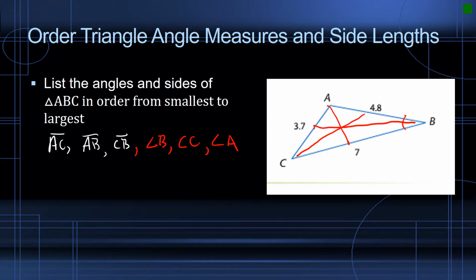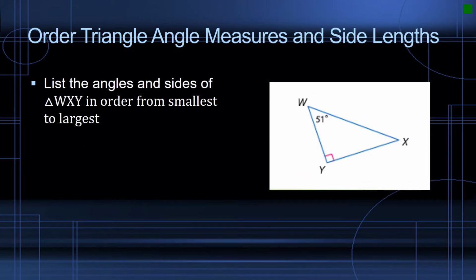Angle side inequalities. Let's continue on. We'll look at one more. All right, here we're going to list the angles and sides from triangle WXY in order from smallest to largest. Okay, well, let's start with the angles. Well, we know this one's 90 degrees because it tells us that with a little box. And so angle Y is 90 degrees, angle W is 51 degrees. We don't know what angle X is, but we can find out easy enough.